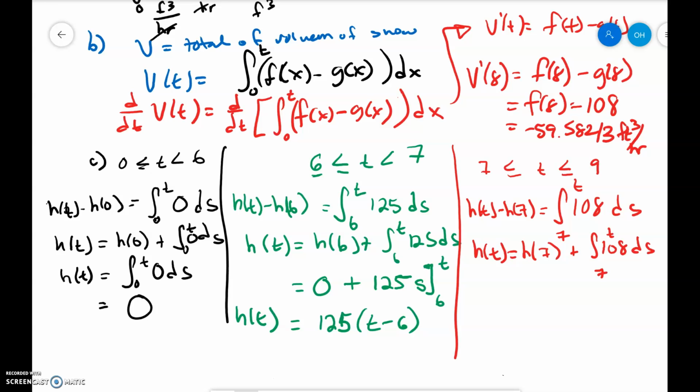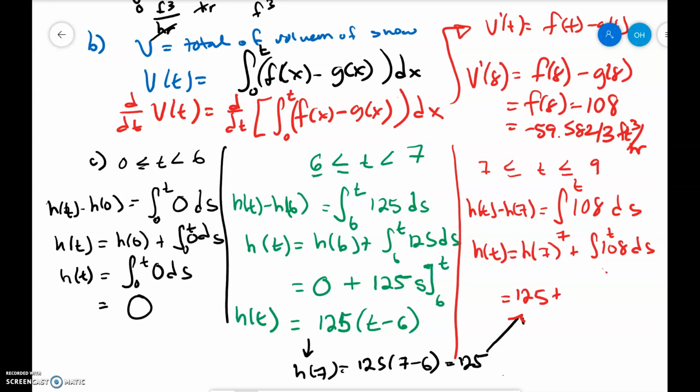Now, h of 7 is just 125. Where am I getting that from? Okay, so I'm going to use this, right? H of 7 is going to be 125 times 7 minus 6, which gives me 125. That's going to go here. So this is 125 plus, let me move that down so there's more room.